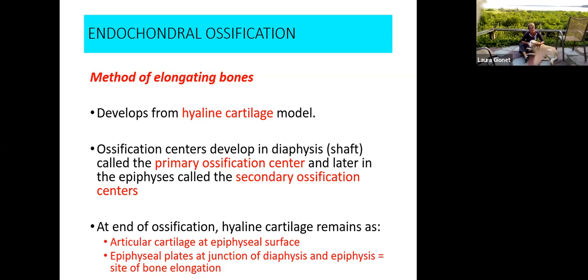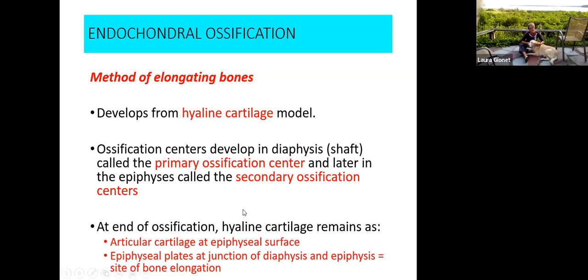But eventually, the center region starts to die off and becomes replaced with compact bone, and encourages blood vessels to grow into it and supply a blood supply to the now bone cells of compact bone. That first region that goes through these changes is called the primary ossification center. So I'm going to show you a picture in just a minute.